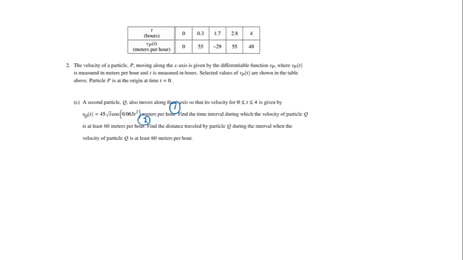Part two, find the distance traveled by particle Q during the interval when the velocity of the particle is at least 60 meters per hour. So first of all, we need to find out when the velocity of particle Q is greater than or equal to 60. So there's a couple different ways that you could do this.